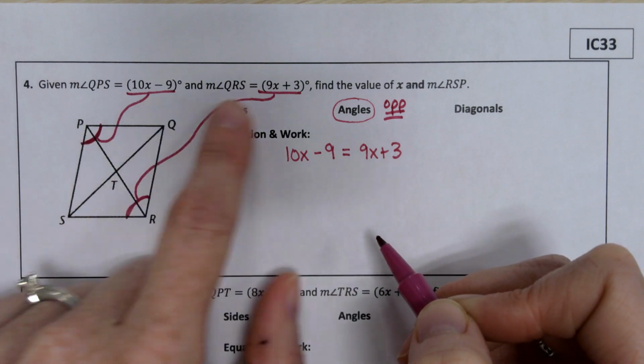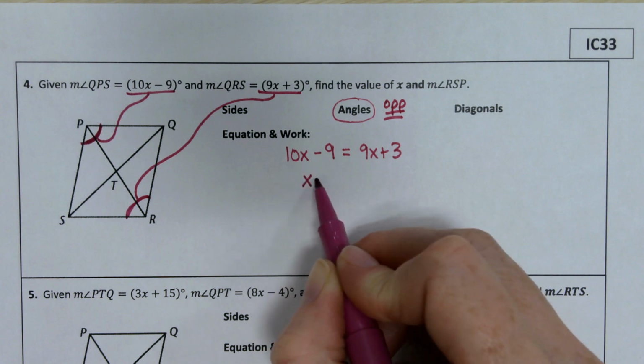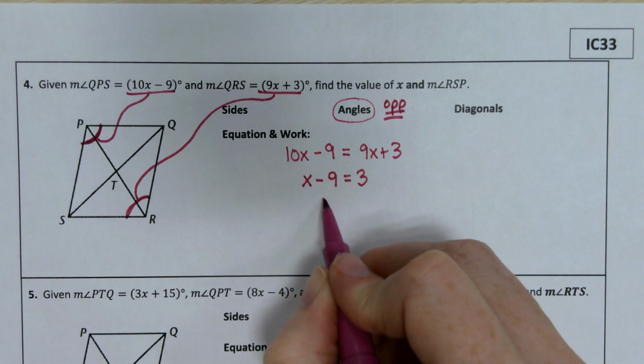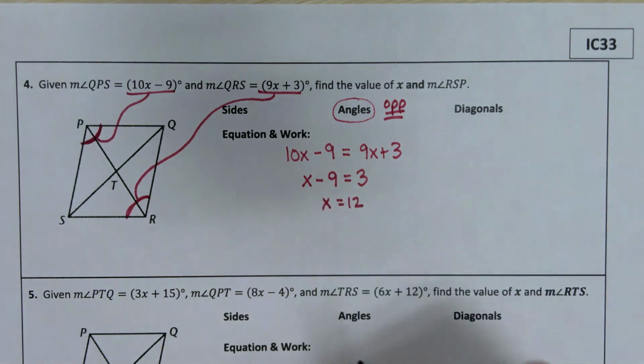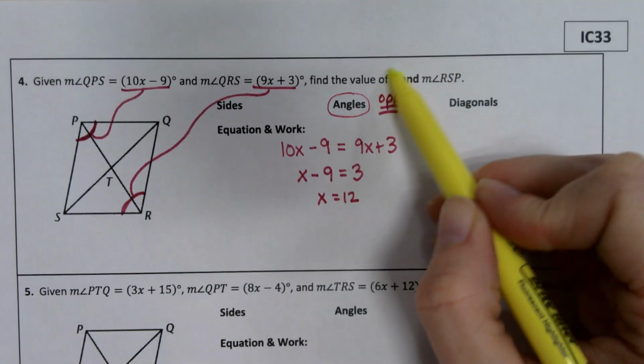10x minus 9 equals 9x plus 3. Subtracting 9x from both sides will just leave me with 1x. And then adding 9 to both sides will give me x equal to 12. So we've got x taken care of.